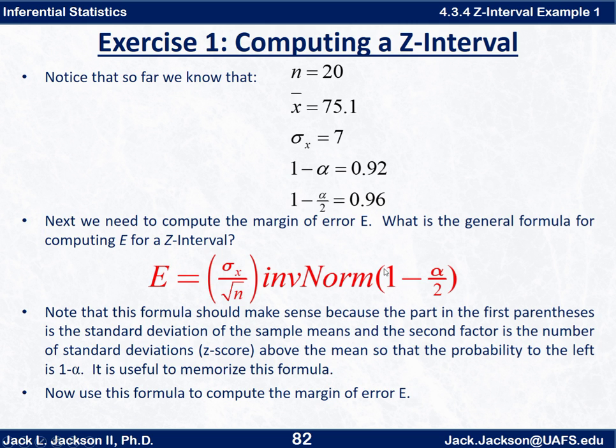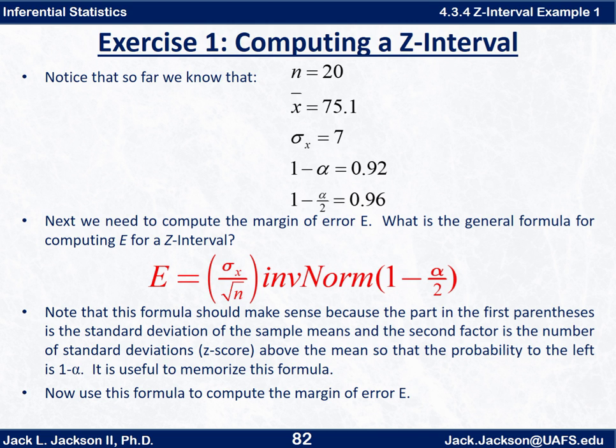Well, hopefully you remembered it was this big red formula here in the middle, that the margin of error is sigma of x's divided by the square root of n times the inverse norm of 1 minus alpha over 2. Now you can just memorize that formula. It's a very important one. Perhaps if you're allowed notes, you could put that on your note card for a test. But if not, you may have to memorize that. You could possibly program it in your calculator, but it's probably useful to memorize it.